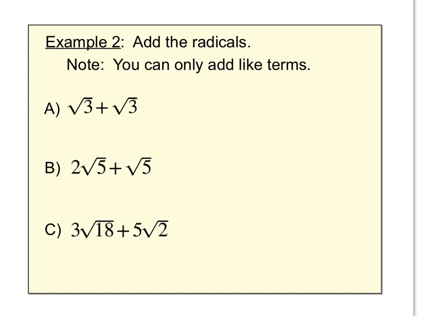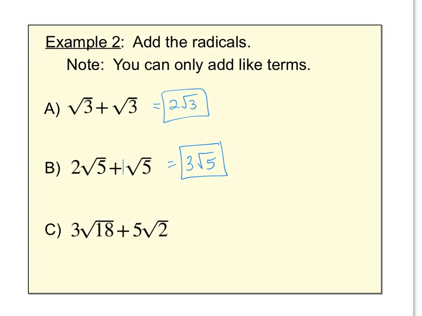Let's practice adding radicals. If I have root 3 plus root 3, that's actually 2 root 3s. That is my answer. 2 root 3 is considered simplified because root 3 doesn't have any perfect squares that divide into it. How about part B? 2 root 5 plus root 5. Well, remember, if nothing's in front of it, it's like a 1. So 2 root 5 plus 1 root 5 is going to be 3 root 5. Again, that is considered simplified.